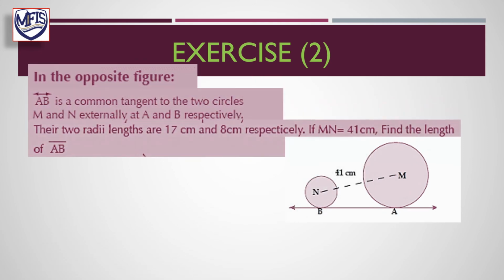In the opposite figure, straight line AB is a common tangent of the two circles M and N, touching externally at points A and B respectively. Their two radii lengths are 17 and 8. If MN equals 41 centimeters, find the length of AB.